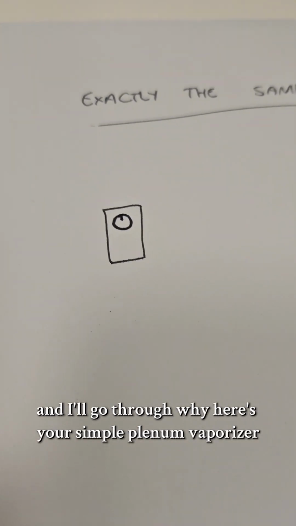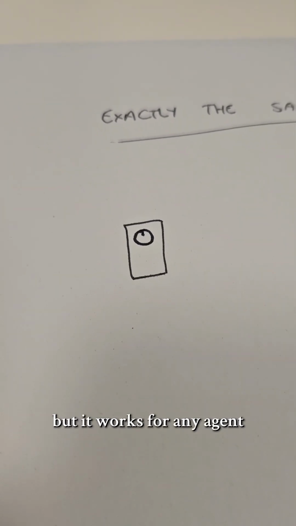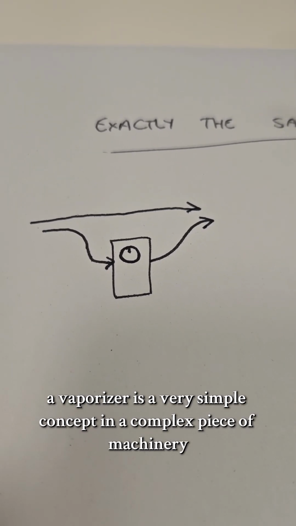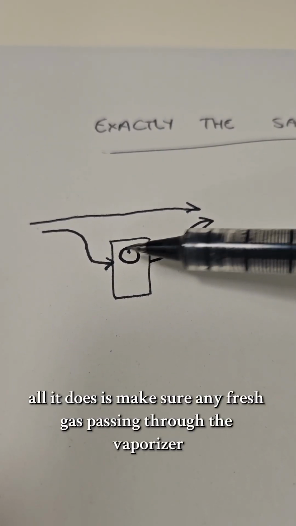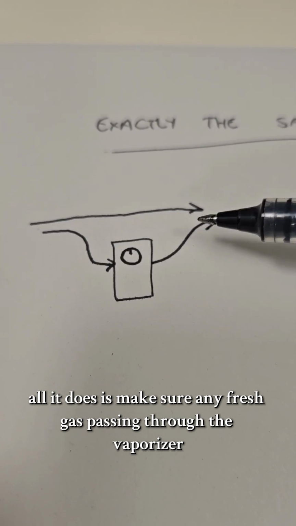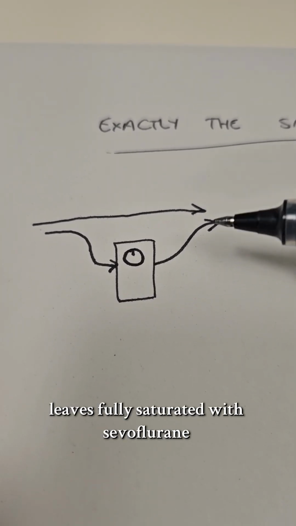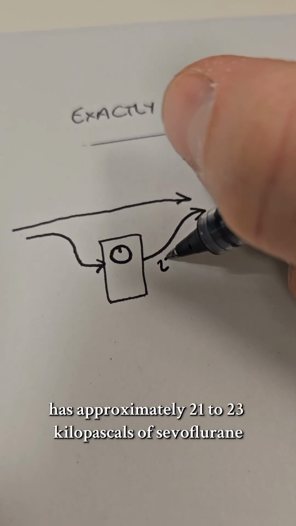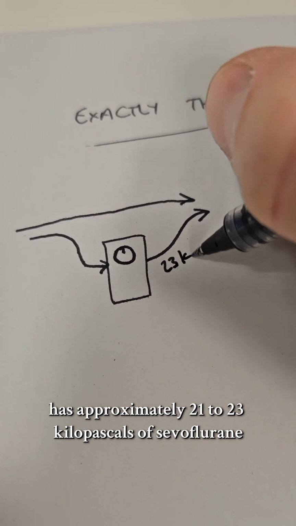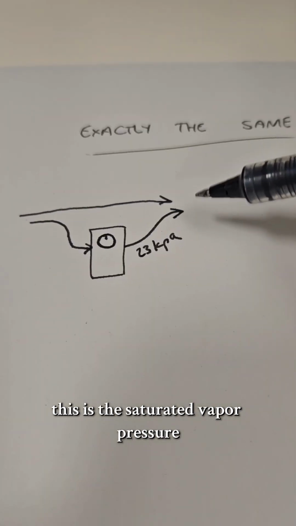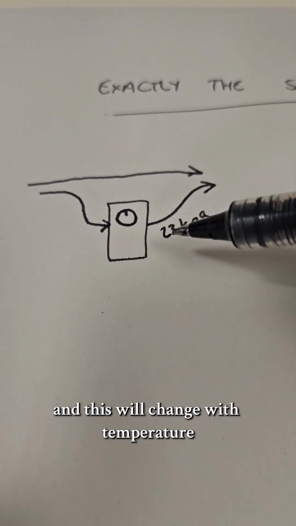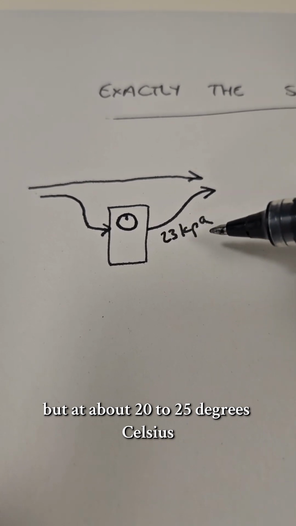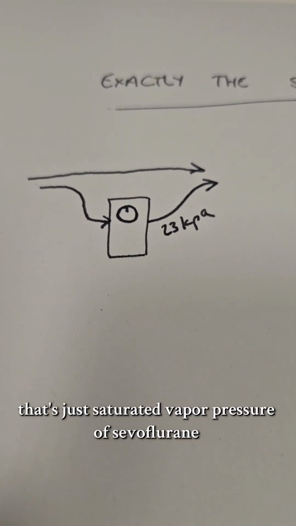Here's your simple plenum vaporizer, and we're going to use sevoflurane as an example, but it works for any agent. A vaporizer is a very simple concept in a complex piece of machinery, and essentially all it does is make sure any fresh gas passing through the vaporizer leaves fully saturated with sevoflurane. This means any fresh gas leaving the vaporizer itself has approximately 21 to 23 kilopascals of sevoflurane. This is the saturated vapor pressure, and this will change with temperature. So this number will depend on your room temperature, but at about 20 to 25 degrees Celsius, that's your saturated vapor pressure of sevoflurane.